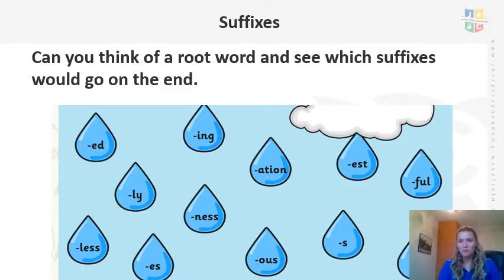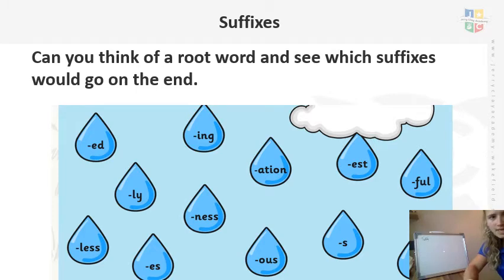I want you to think of a root word, so just a word that stands on its own. So for example, I'm going to use the root word talk. Then I'm going to go through each of these suffixes and see which words I can put a suffix on. Now this is how you're going to set it out. On a piece of paper, you're going to write the root word that you are thinking of. So I'm going to use something like talk.